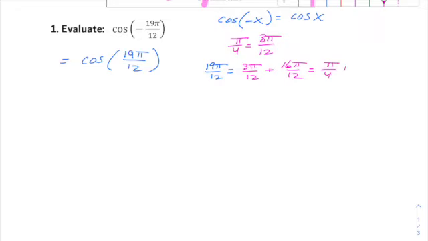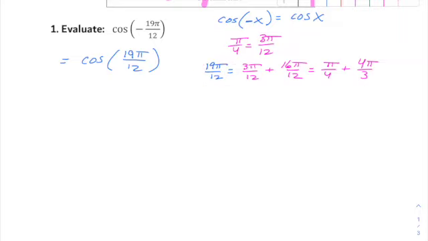That's what we used. And 16 pi over 12 reduces, we divide each by 4, to 4 pi over 3, which is another nice unit circle value. So pi over 4 and 4 pi over 3. And it's not the only combination you could do, but it's definitely one.